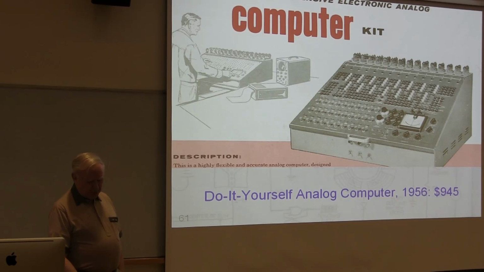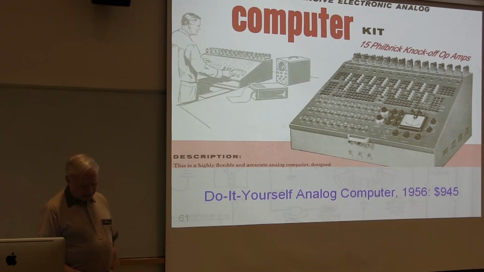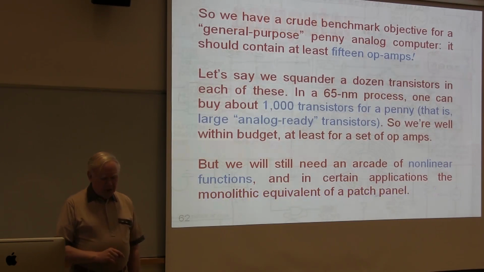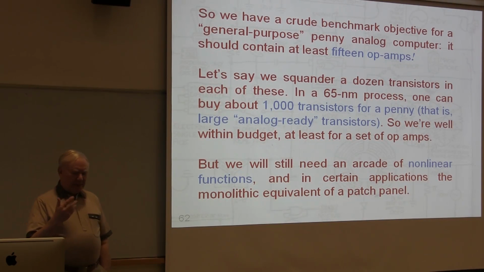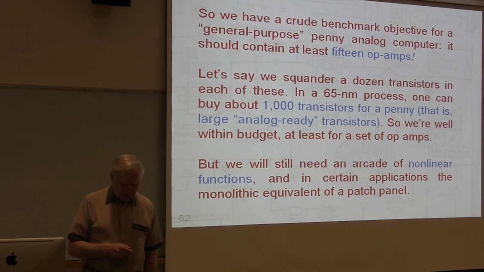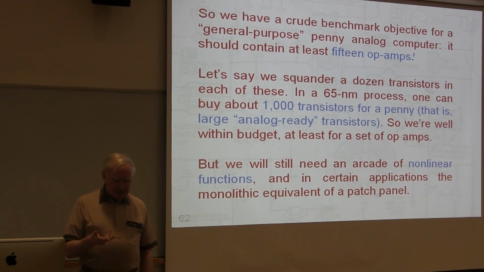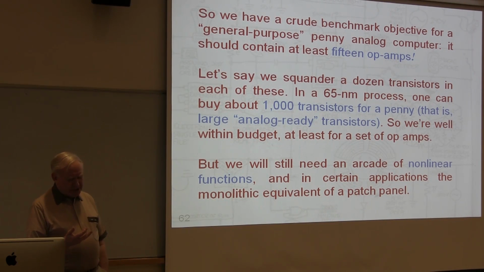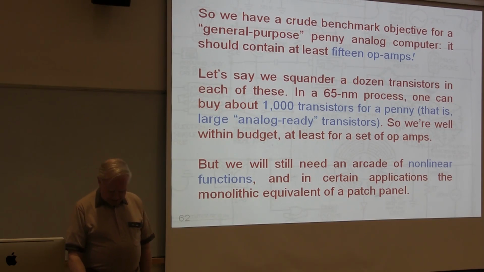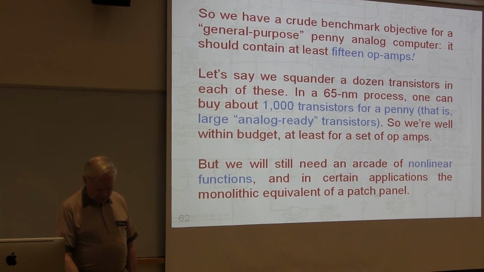So here's a computer you could buy for about $1,000, Heathkit, and it had about 15 of these kind of op-amps, not Gilbert, but something like them. So we can say, okay, that's a benchmark. A penny analog computer should have at least 15 op-amps, let's say. Now, if we consider the price of 65 nanometer stuff, you can get about 1,000 transistors for a penny. So we're in budget as far as the op-amps go. But we still need to do some nonlinear stuff, and that's where I get interested.